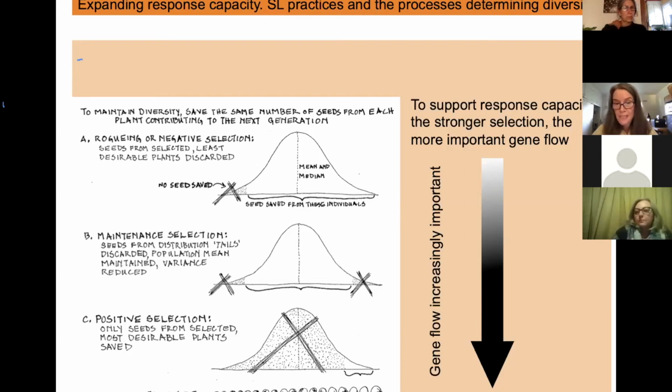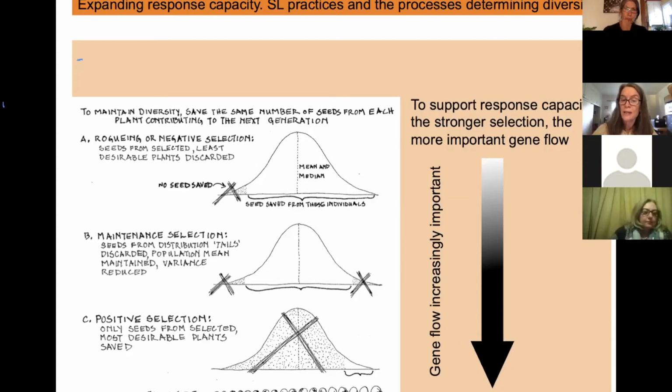As you can see, you eliminate more and more diversity. Your selection is getting more and more focused. And in that sense, especially at the scale of gardens or groups of gardens, gene flow becomes more and more important as you move through from A through C.